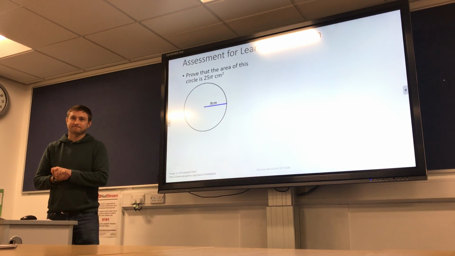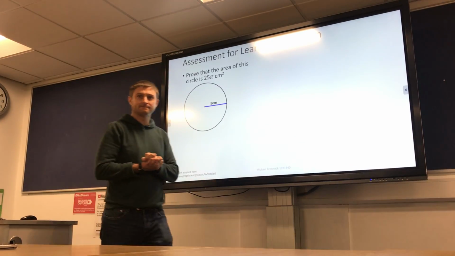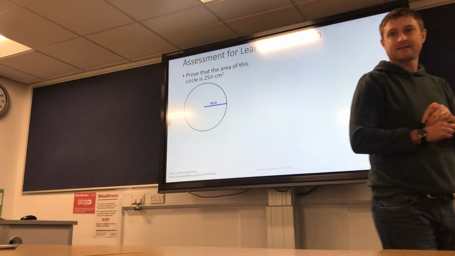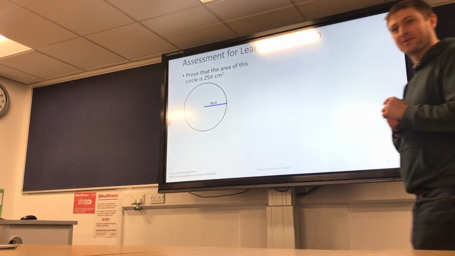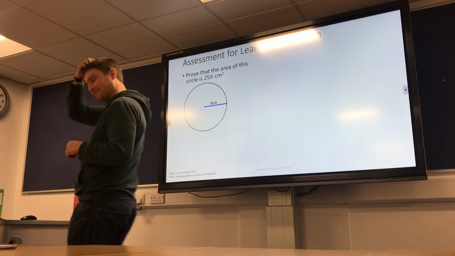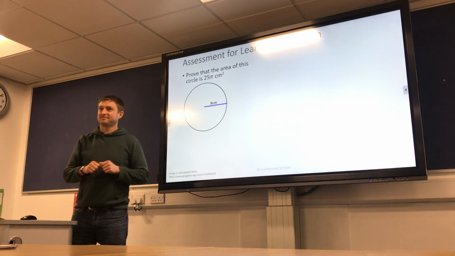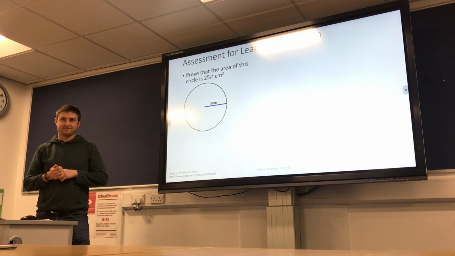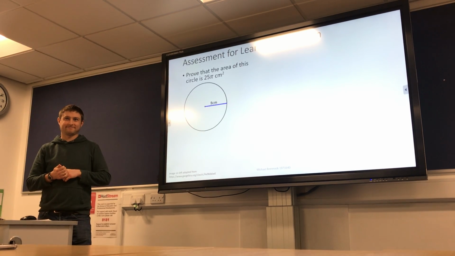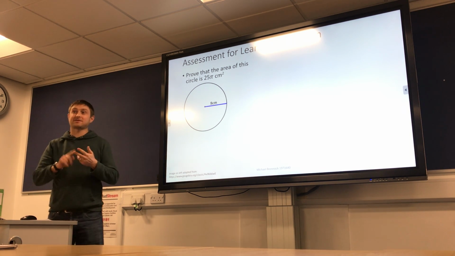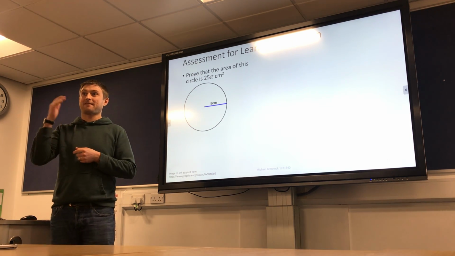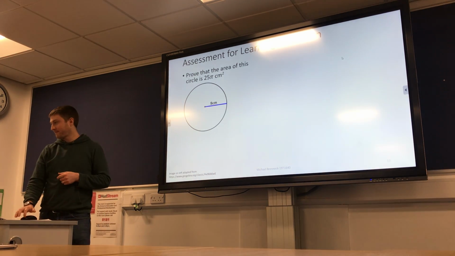So you do 2 times pi times 5, to work out the circumference. So 2 times 5 times pi. What's 2 times 5? 10. So it's 10 pi.